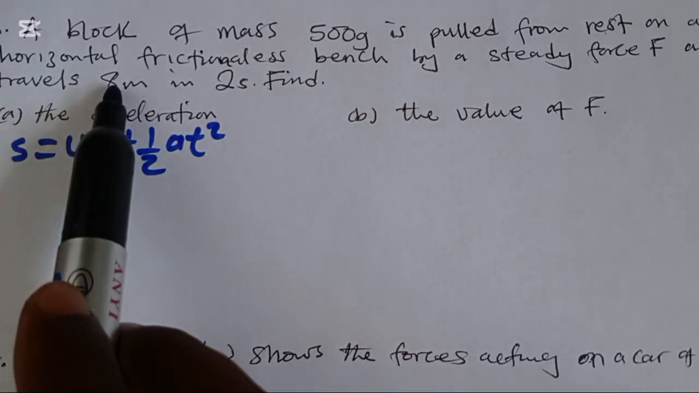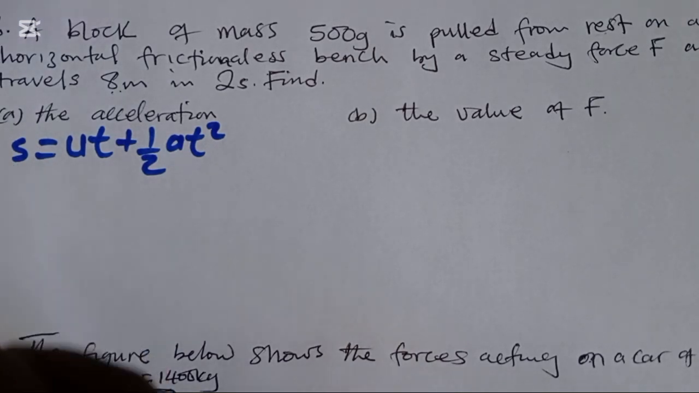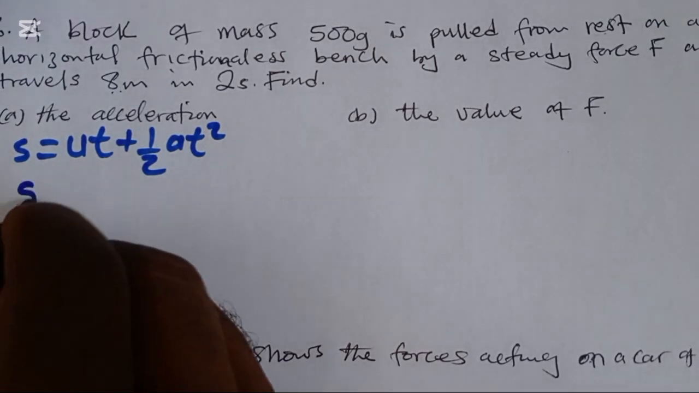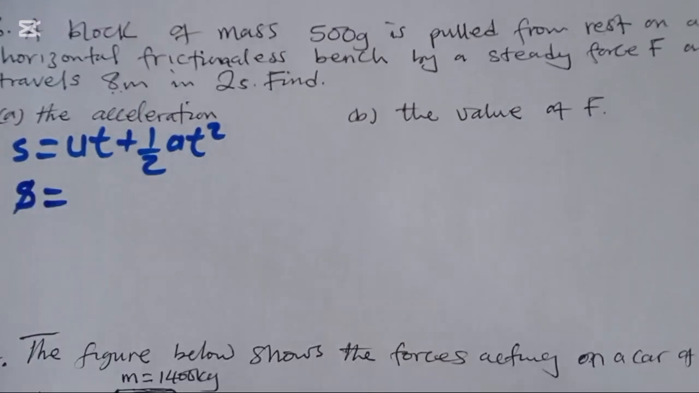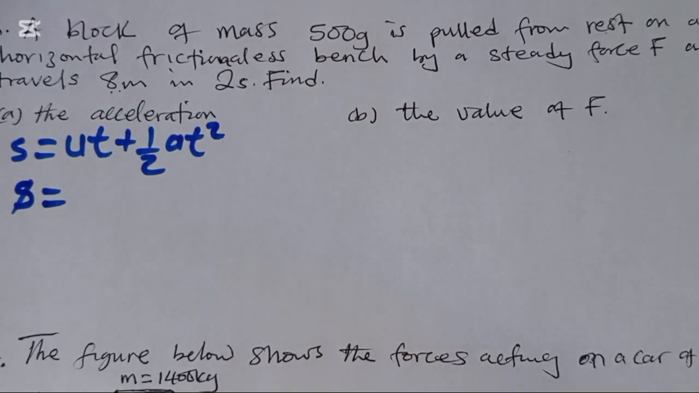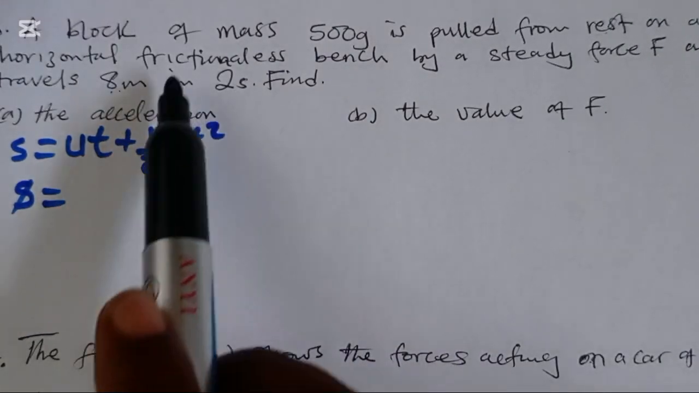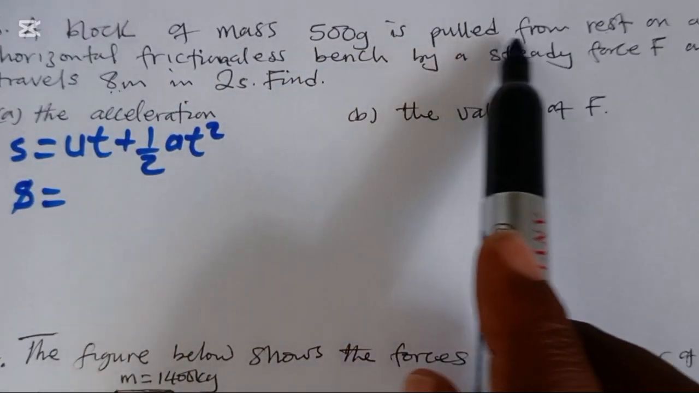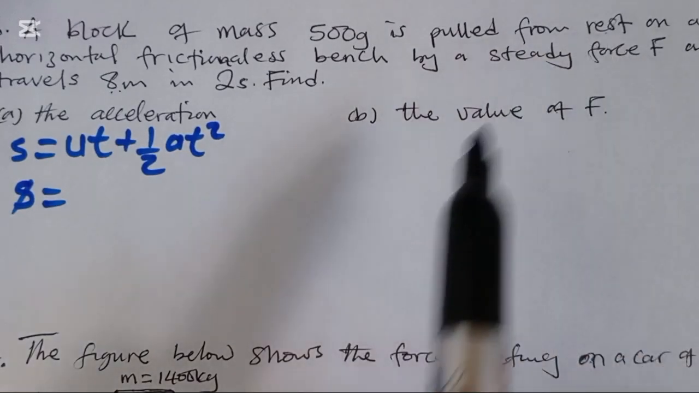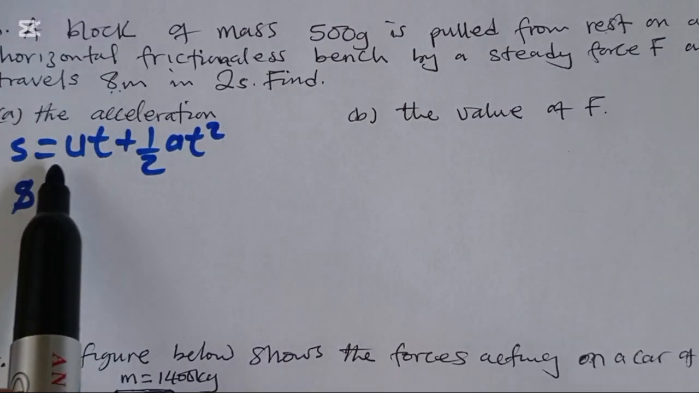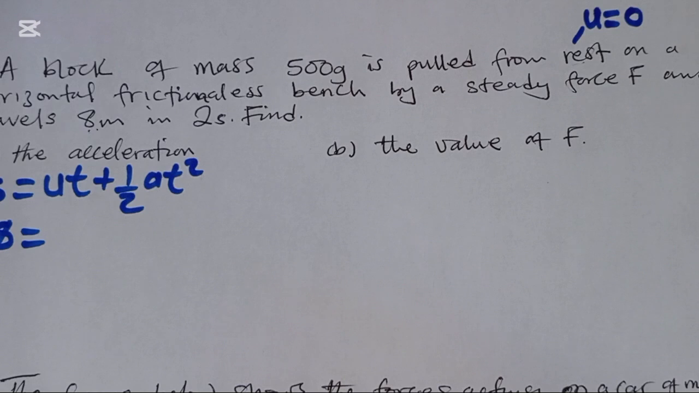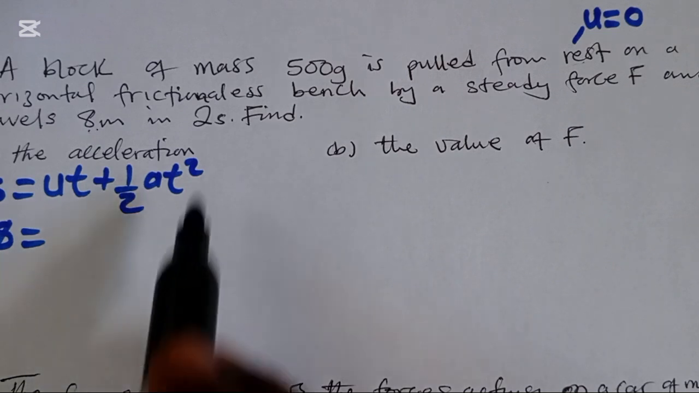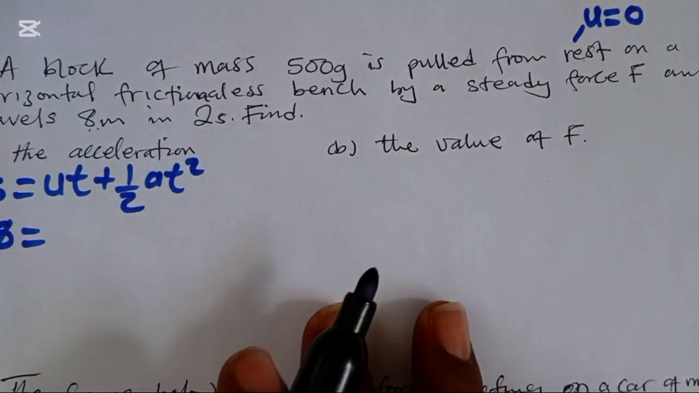The distance I have is 8. So where there is S, I'll put 8. U, remember that a block of mass 500 grams is pulled from rest. So U is equal to 0. Since it is from rest, U is equal to 0. Then T is equal to 2.